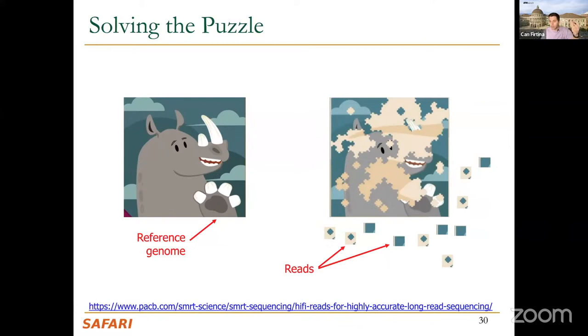We also want to understand the mutations, or we may have some sequencing errors, right? So there can be some differences between the image that we're trying to construct and the reference genome. But still, this can be a good enough hint where we can look at this picture and then try to figure out where each piece may belong in the picture that we're trying to construct.